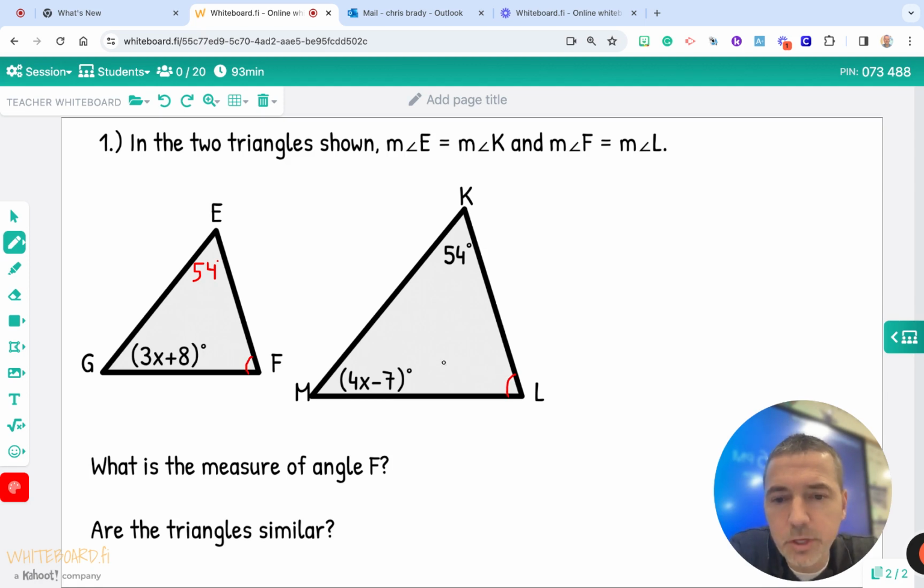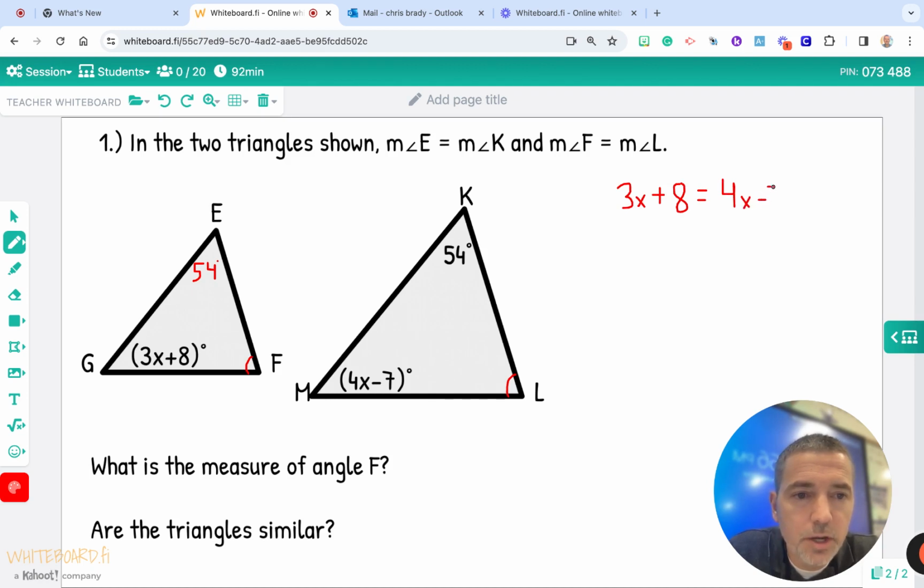Well, if those two are equal, that means that angle G and angle M are also congruent. They're also equal. So it's not telling us what they are currently, so we need to figure that out. We need to figure out what x equals so that we can figure out what these two angles are. So we want to say that 3x plus 8 has to be equal to 4x minus 7, right? Those two angles are equal, so we're going to make them equal to each other.